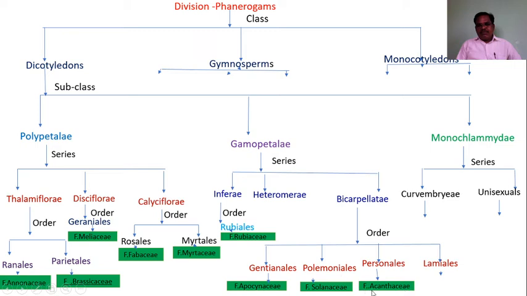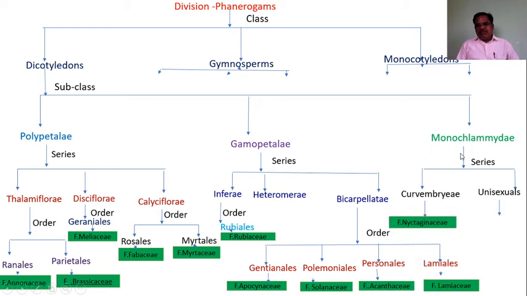Then one more family, Acanthaceae, is there. Acanthaceae is the family of Adhatoda vasica. Then in Lamiales, the family is Lamiaceae. Lamiaceae has a bilobed corolla, two lobes are there in the corolla. Then one more thing, oil gland dotted leaves are there. These are the different types of characters.